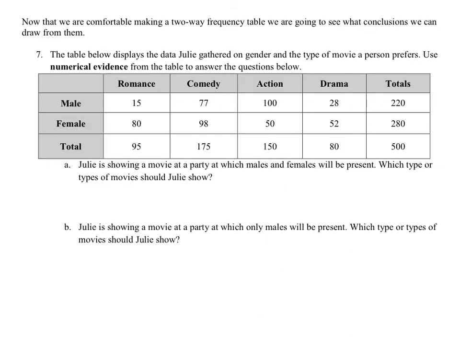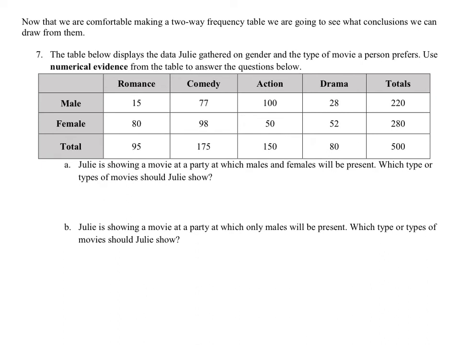Now that we are comfortable making a two-way frequency table, we are going to see what conclusions we can draw from them. 7. The table below displays the data Julie gathered on gender and the type of movie a person prefers. Use numerical evidence from the table to answer the questions below. A. Julie is showing a movie at a party at which males and females will be present. Which type or types of movies should Julie show?